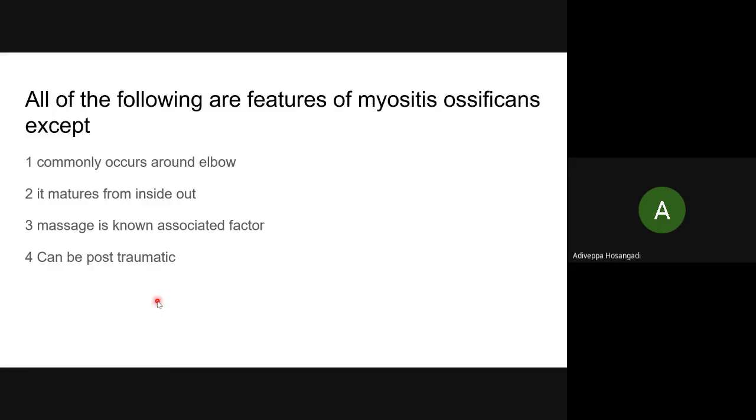So all of the following are features of myositis ossificans, except... quick.